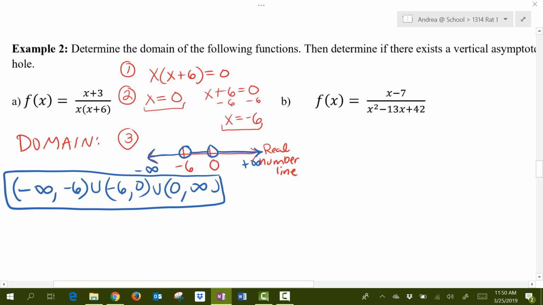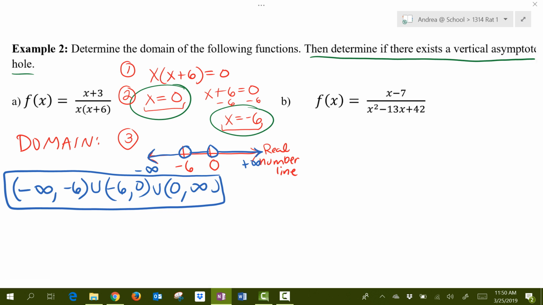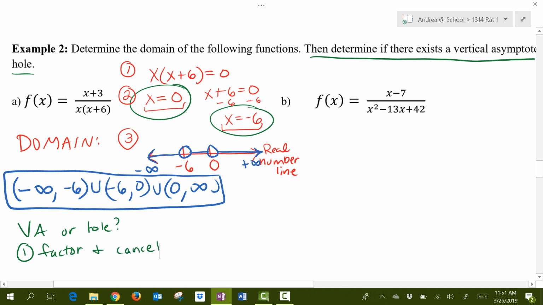The second part of our question is, do we have a vertical asymptote or a hole at those two x value exclusions? So do we have a hole at x equals 0 or a vertical asymptote? And do we have a hole at x equals -6 or a vertical asymptote? So how do these exclusions manifest themselves on the graph? In order to decide, do we have a vertical asymptote or a hole, we will factor and cancel the original function as much as we can.